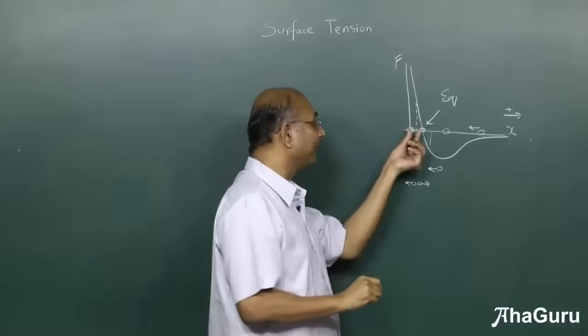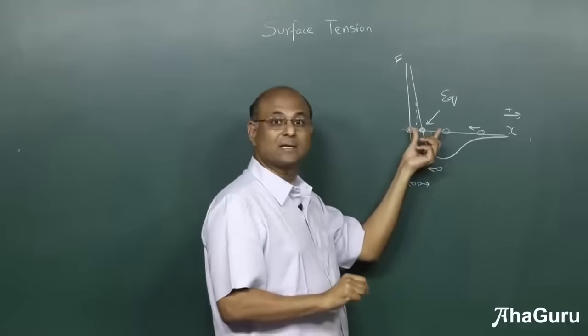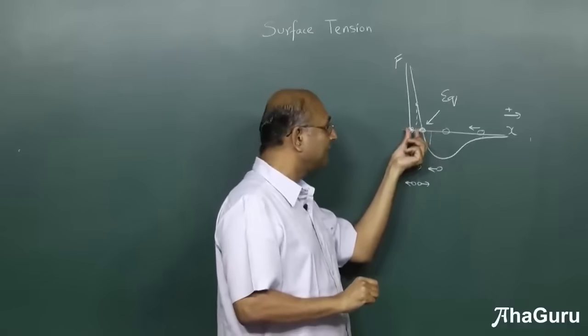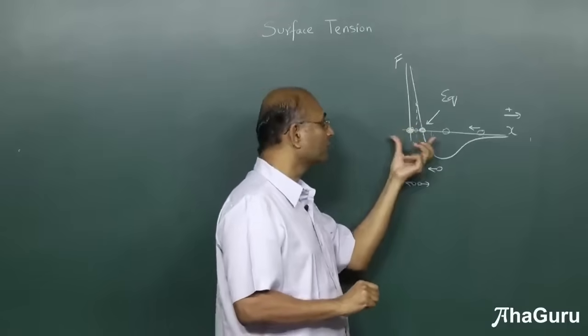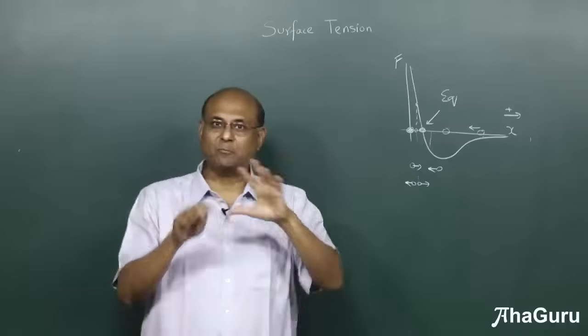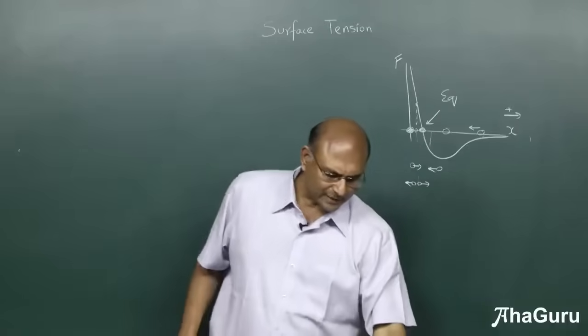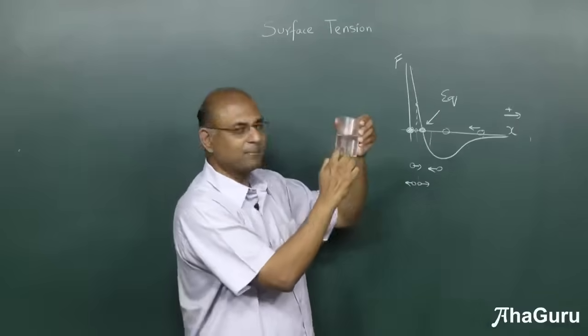When the distance between atoms increases beyond this, they pull. When the distance decreases, they will push. This is the equilibrium position. So I hope you understand that. Let us now think about what is happening here in the bulk.